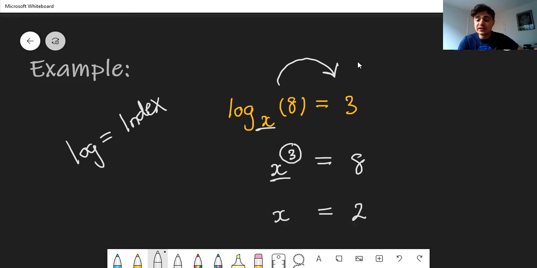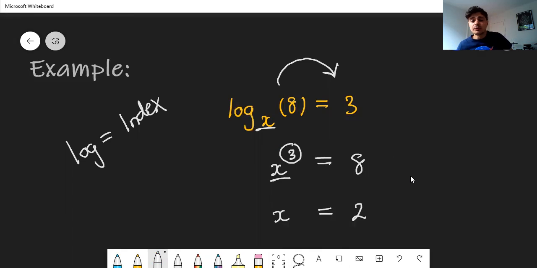And if you've got a friendly equation like this, you can figure it out in your head and say, okay, what number do I need to multiply 3 times together to get a solution of 8? And that number will be 2. 2 times 2 is 4, times 2 is 8. 3 times. So 2 is the solution.